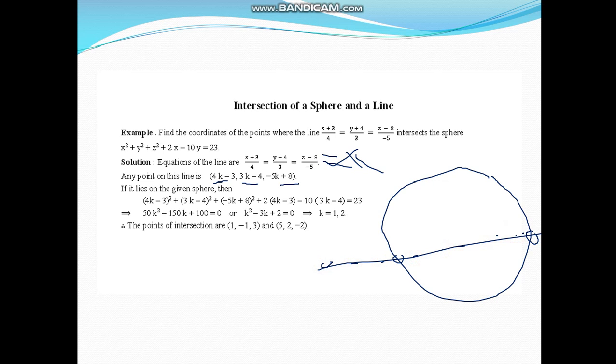But we have to find the coordinates of a special point. If this point lies on the line and also on the sphere, these coordinates will definitely satisfy the equation of sphere. Simplify it completely, two values of k are coming. So just put these 2 values of k in the coordinates. So you'll get 2 coordinates of the points of intersection of a sphere and a line.